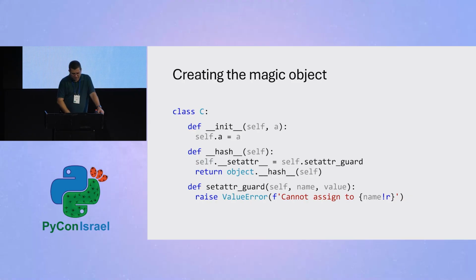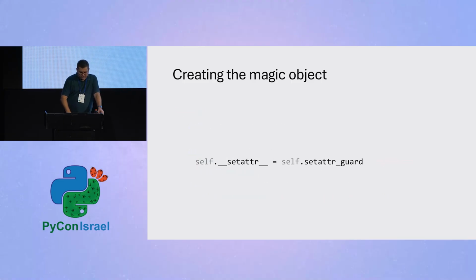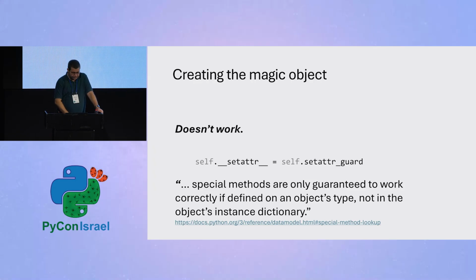Just a second. What I was aiming at is that in Python, special methods are only guaranteed to work correctly if defined on an object's type, not in the object's instance dictionary. This is a quote from the docs. And what it says is that in Python, the MRO special cases special methods. When you call a special method on an object, the search for the implementation does not begin at the instance, it begins at the class. So we need to intervene at the class level. Let's do that.